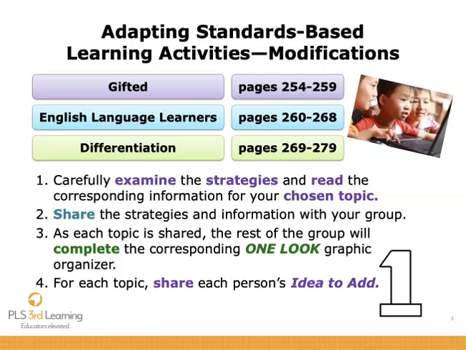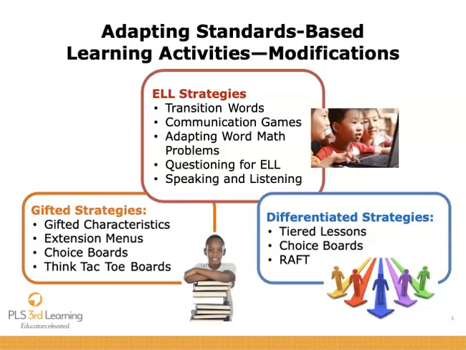As you work in the discussion area, please note that you will be working in triads to complete this activity. Locate the topic pages so you can reference the pages as your classmates share. Information about gifted learners, pages 254 to 259, English language learners, pages 260 to 268, and differentiation, pages 269 to 279. Add ideas you can use to the modification strategies table on pages 280 and 281.